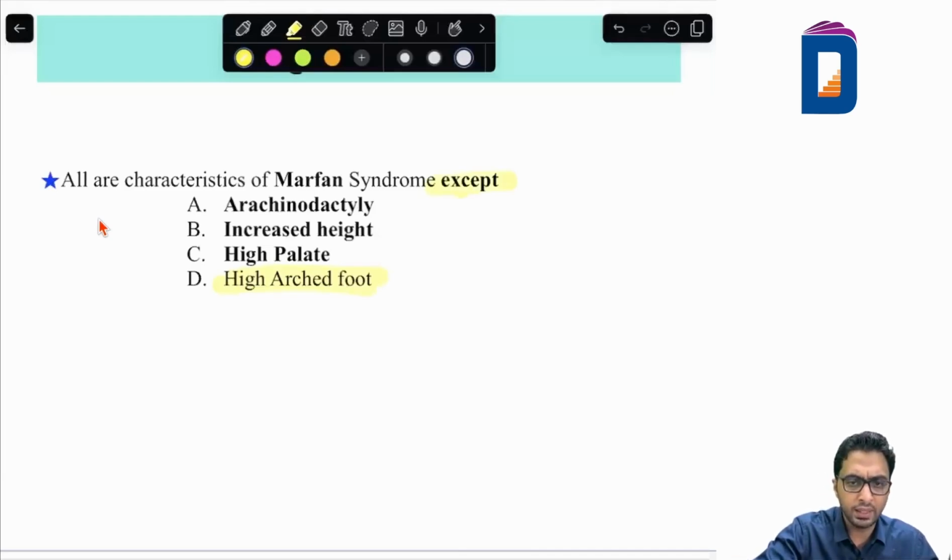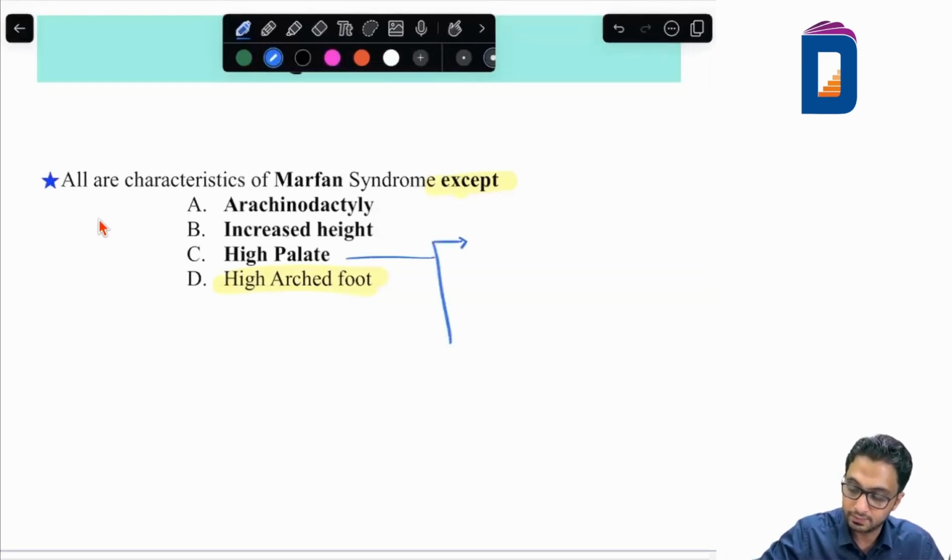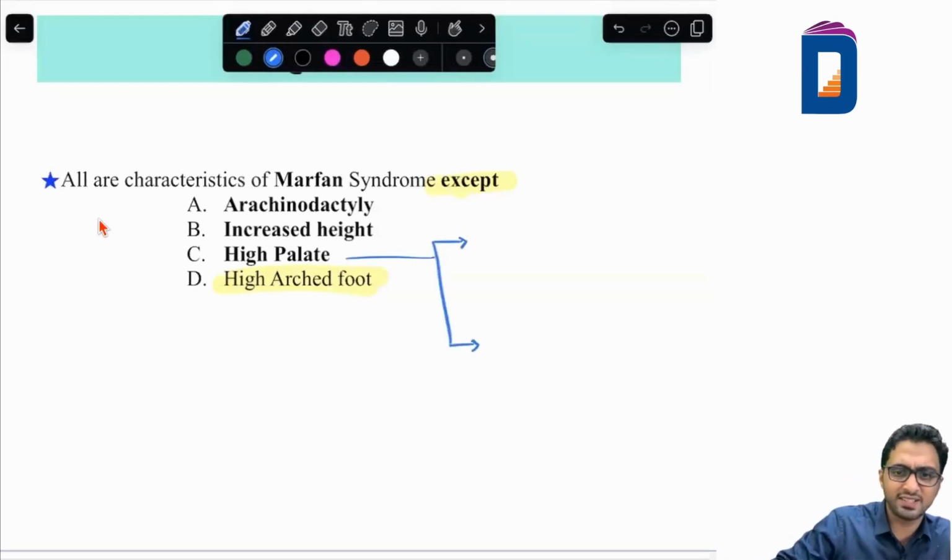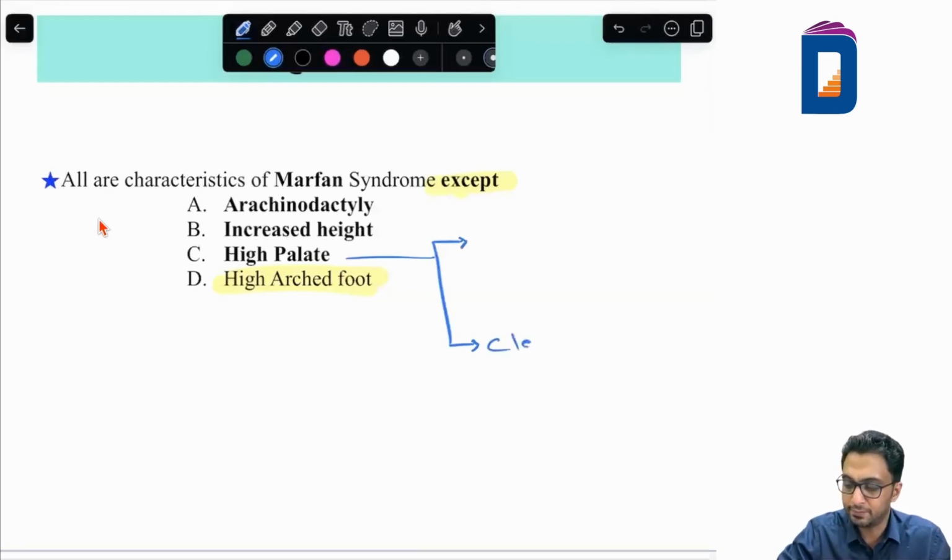Now, can anyone tell me any other lesion which is associated with high arched palate, even cleft lip and palate? Just give me two lesions. This is how advanced discussion will go. It is actually conditions associated with premature closure of your, exactly, very good. Cleidocranial dysplasia. One more is Crouzon syndrome. Both of these have a high arched palate.